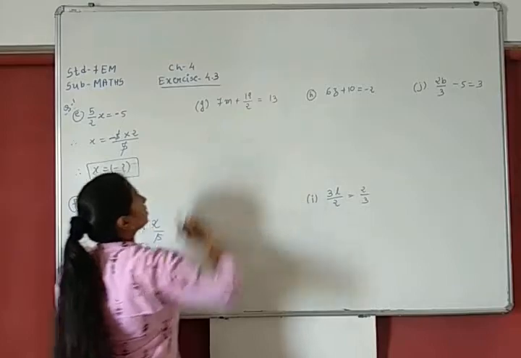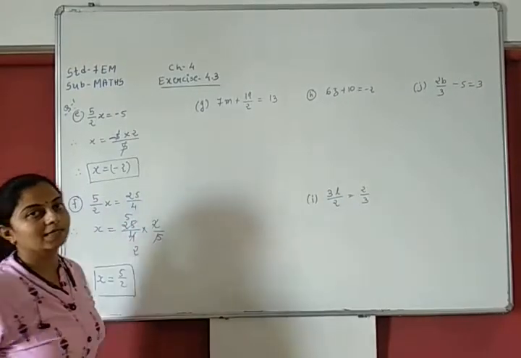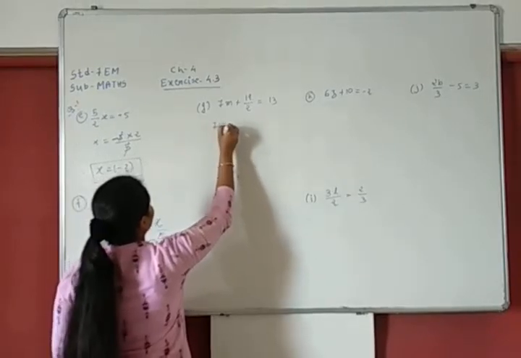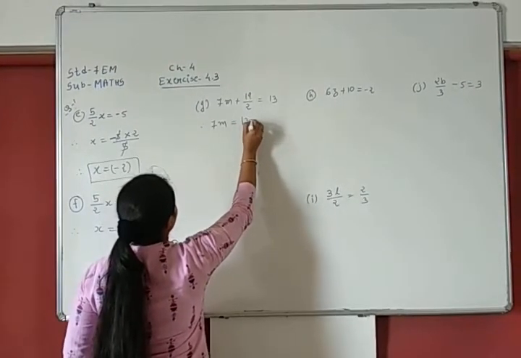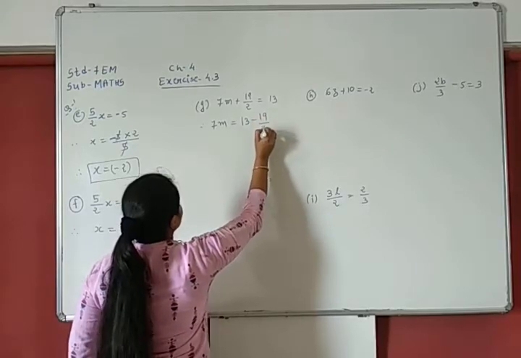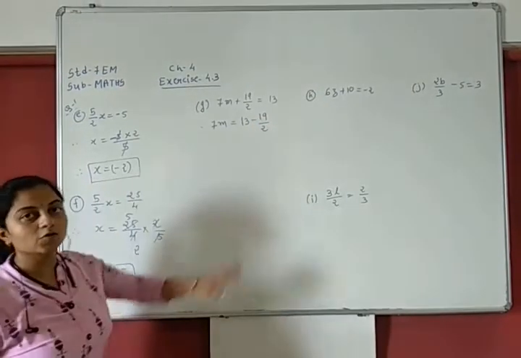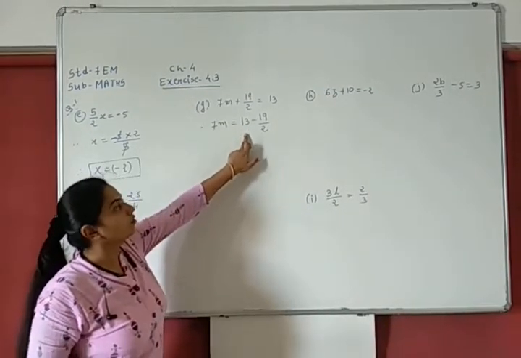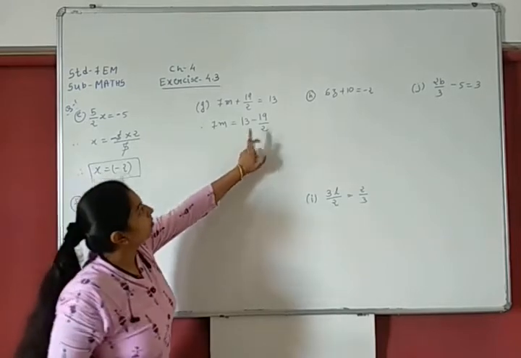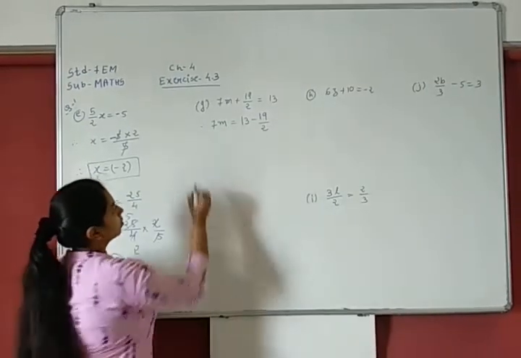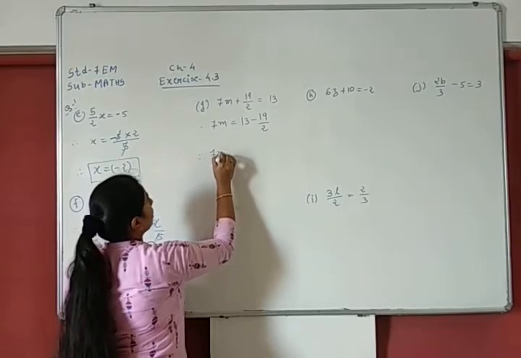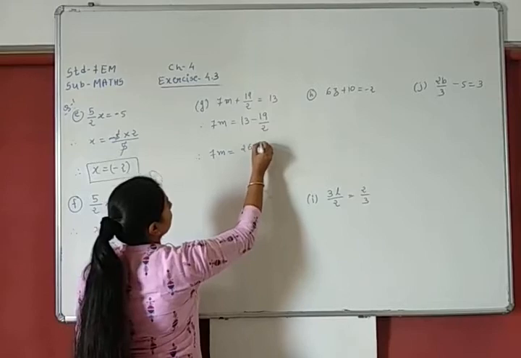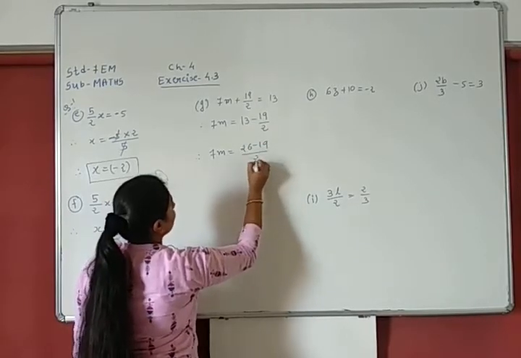Firstly, we will send this 19 by 2 to the right hand side, so it will become minus. So 7m equals 13 minus 19 divided by 2. Here we have to take LCM first because there is nothing in the denominator of 13. Okay, so what will be the LCM? 2. So 7m equals 13 into 2, 26 minus 19 divided by 2.